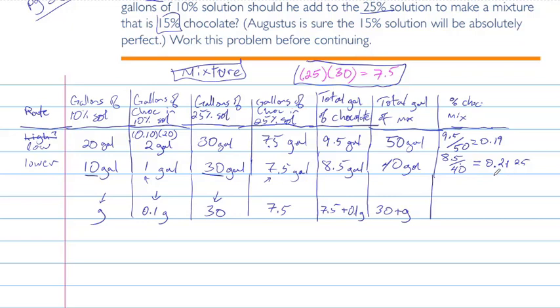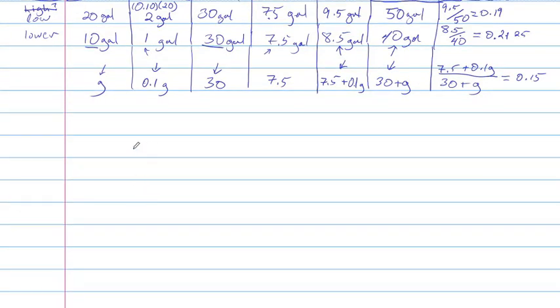All right, and now to figure out the percentage, look at what we did in this case. We took the 8.5 and divided by the 40. So now I'm going to take this column and divide by the next column over. That is to say, I'm going to take 7.5 plus 0.1 G and divide that by 30 plus G. And I want that to equal 15%, or 0.15. Okay, so now we've got our equation. Now we need to solve. So let me do that.